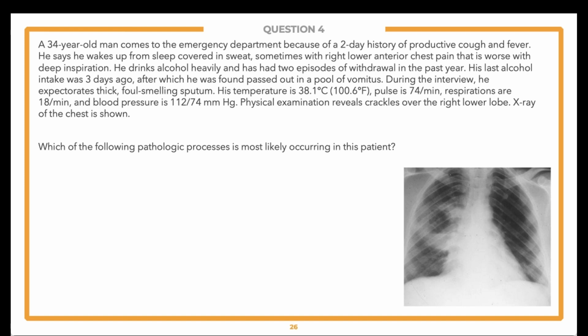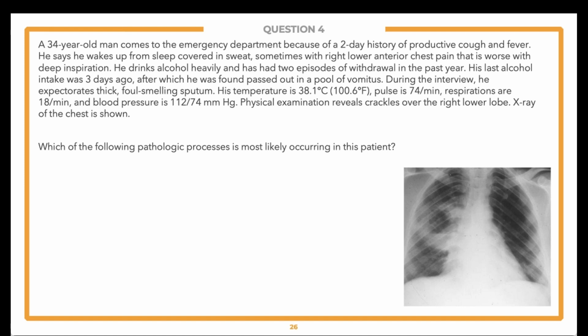Okay, so we already know we've got the X-ray here, and we know that there's some pathologic processes going on. So now that we kind of have a sense of what we're going to be looking for, we can read the vignette. A 34-year-old man comes to the emergency department because of a 2-day history of productive cough and fever. He says he wakes up from sleep covered in sweat, sometimes with right lower anterior chest pain that is worse with deep inspiration. He drinks alcohol heavily and has had 2 episodes of withdrawal in the past year. His last alcohol intake was 3 days ago, after which he was found passed out in a pool of vomitus. During the interview, he expectorates thick, foul-smelling sputum.